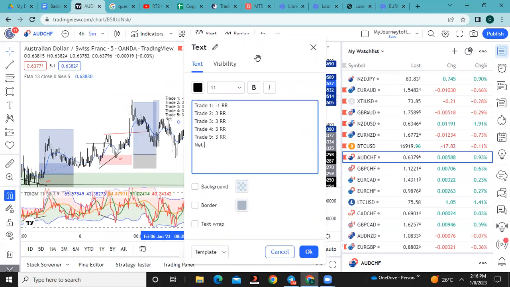So net RR, you always look at your net RR. Because a lot of people will see, oh, I lost 10 trades. But you can still be profitable if your net RR is good. So here we've got 3 times 4 is 12, minus 1, that's 11 RR.